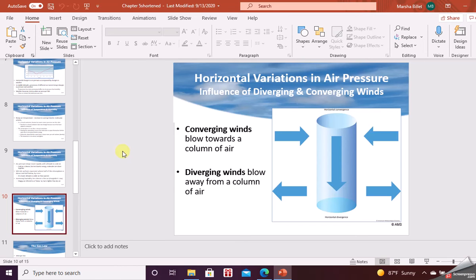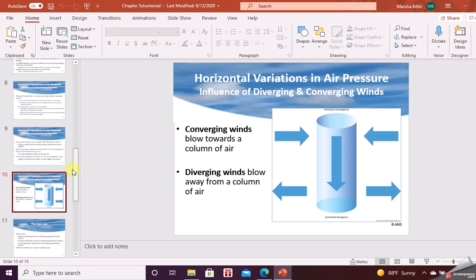If, on the other hand, I had that same convergence occurring at the surface, now the air can't go into the ground, so it's going to tend to rise. If I'm pushing the air up, I have lower air pressure. So now you've just noticed winds converging and winds diverging.